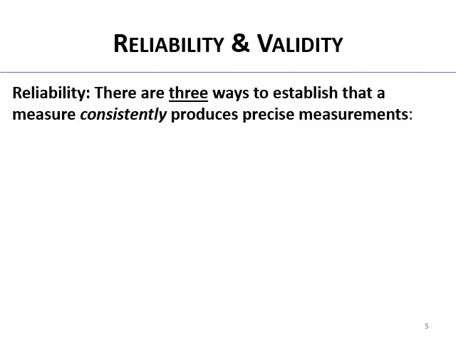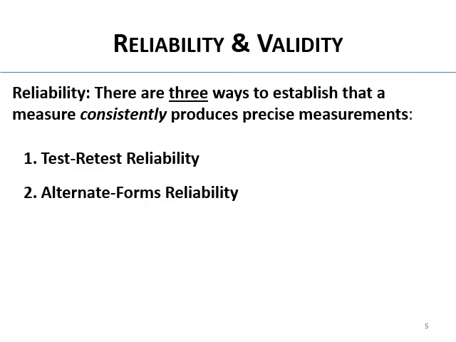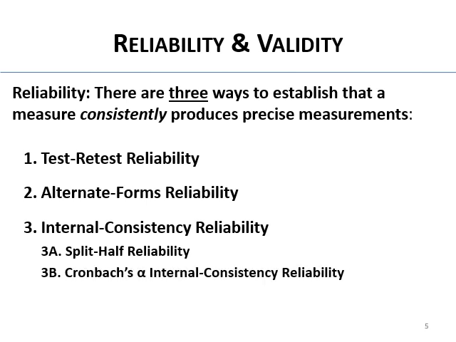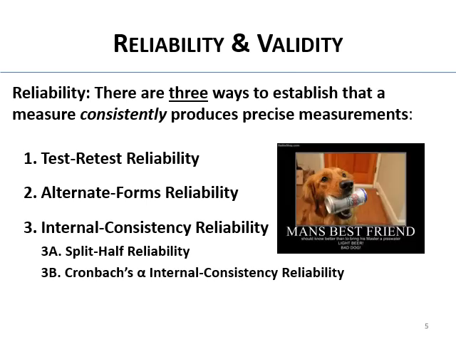All right, so there are 3 ways that you can establish reliability. That is, that a measure consistently produces precise measurements. One's test-retest reliability. There's alternate forms reliability, and internal consistency reliability, and there's 2 subparts in there. There's split half reliability, which we'll talk about all these in more detail. Then there's Cronbach's alpha, which is a super duper popular measure of reliability.